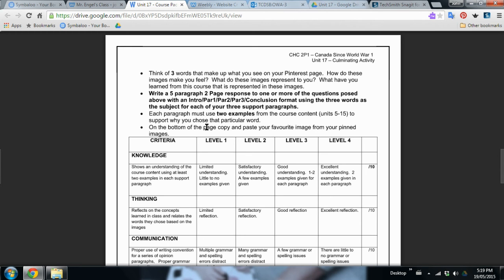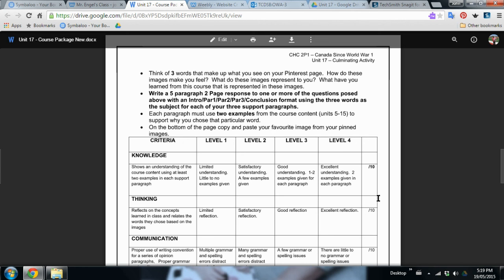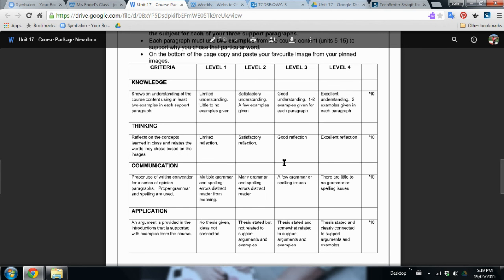Very short ISU, very easy to do. We've been accumulating all the data we need by doing those Pinterest assignments, so hopefully now you see why we were doing them. This is the rubric I'll use to mark it. Okay? If you have any questions, let me know.